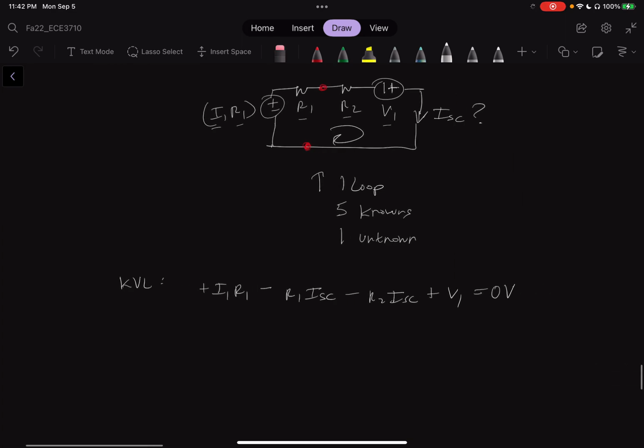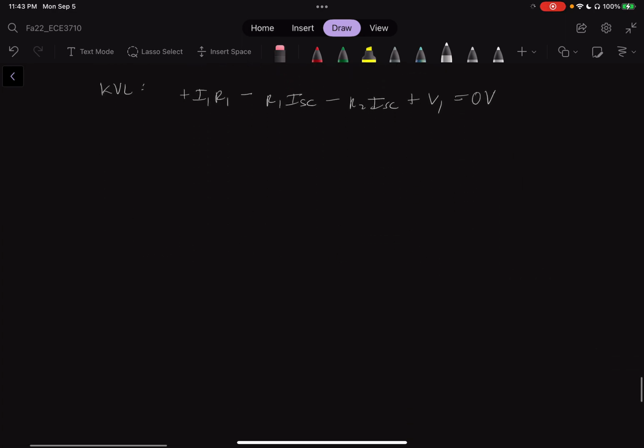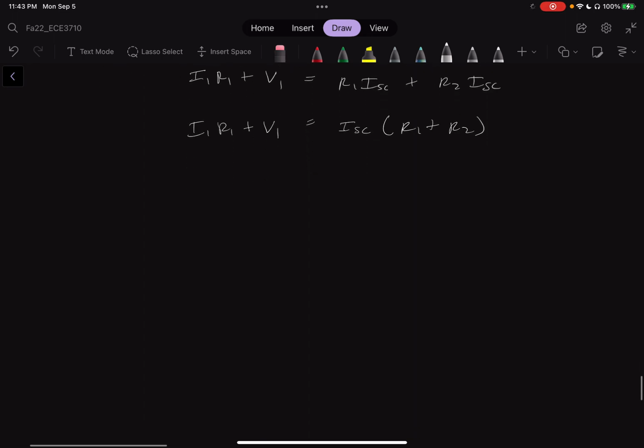And then, using some high school level algebra, let's dig into this. This is I1 R1 plus V1 equal to R1 ISC plus R2 ISC. So I took the terms related to ISC and put them on the right-hand side. Now I'm going to factor out ISC on the right-hand side. I still have I1 R1 plus V1 on the left-hand side. I'm going to divide both sides by R1 plus R2. So I have I1 R1 plus V1 divided by R1 plus R2. All of that is equal to ISC.